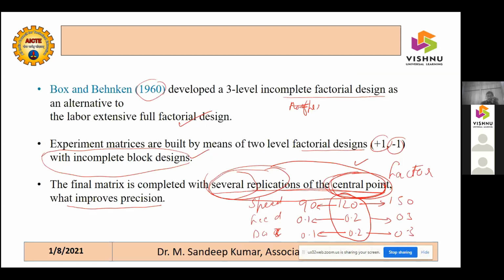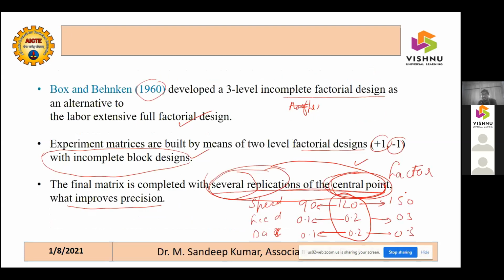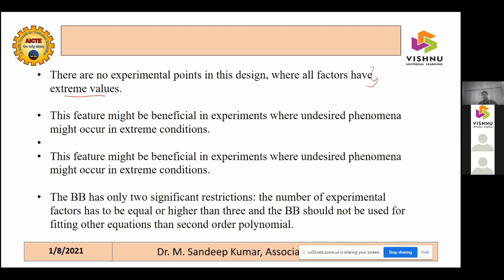Here I have gone through the search, and I am trying to search the area. When I show the run orders, you will see this. But I don't go for extreme conditions here. What is the all-high condition here? 150, 0.3 and 0.3. This combination I will not experiment with in the Box-Behnken design. Is it okay for you?